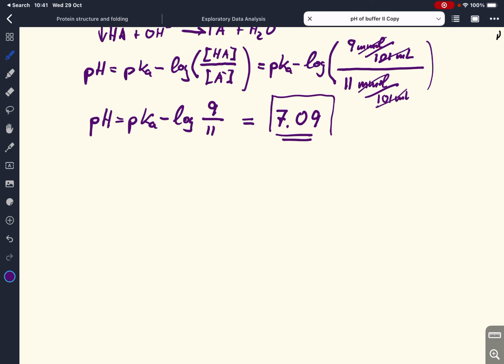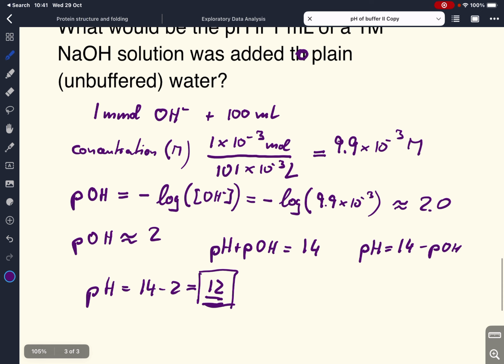Whereas if we don't have a buffer, we would have a massive change in pH, and the same calculation and the same principle also applies to any kind of buffer, and even if we use an acid instead of a base.